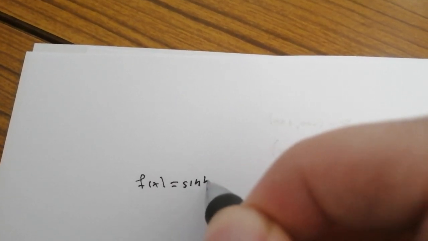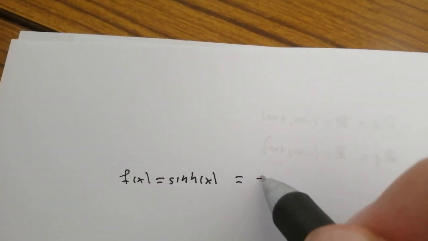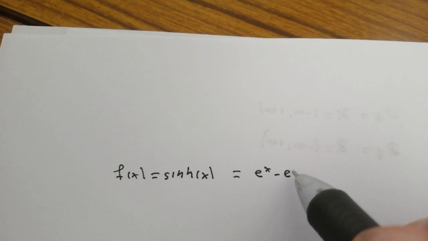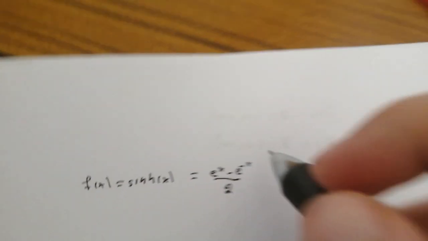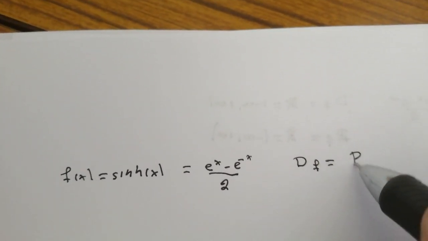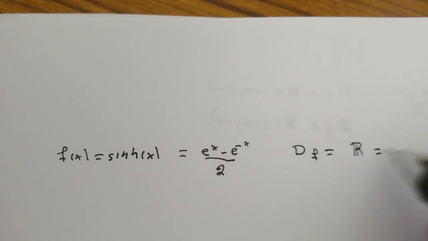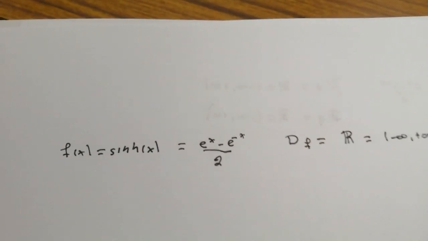In this video we will pay attention to this function over here. This is the sine hyperbolic function. So it's e to the x minus e to the minus x over 2. What is the domain of this function? It is the whole set of real numbers. So this is the domain of this function.